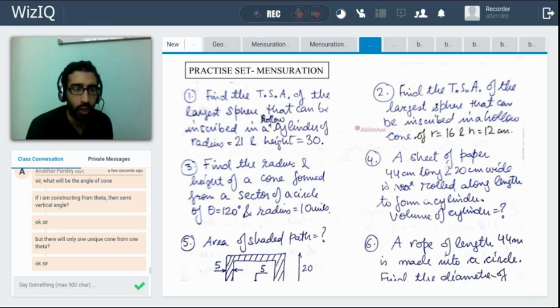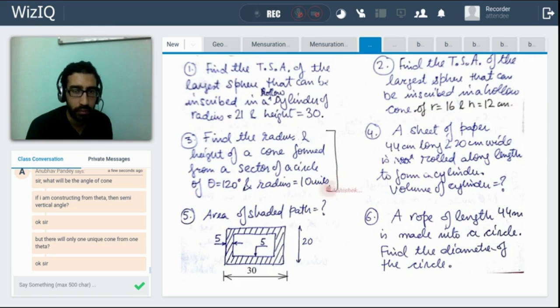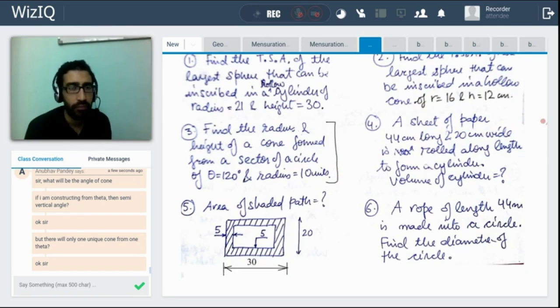Do you mind solving question 3, this question? Please try question 3. Find the radius and the height of a cone formed from a sector of a circle of theta equal to 120 and radius equal to 10 units. What will be the radius and height of a cone formed from a sector of a circle whose theta is 120 and whose radius of the sector is 10 units?